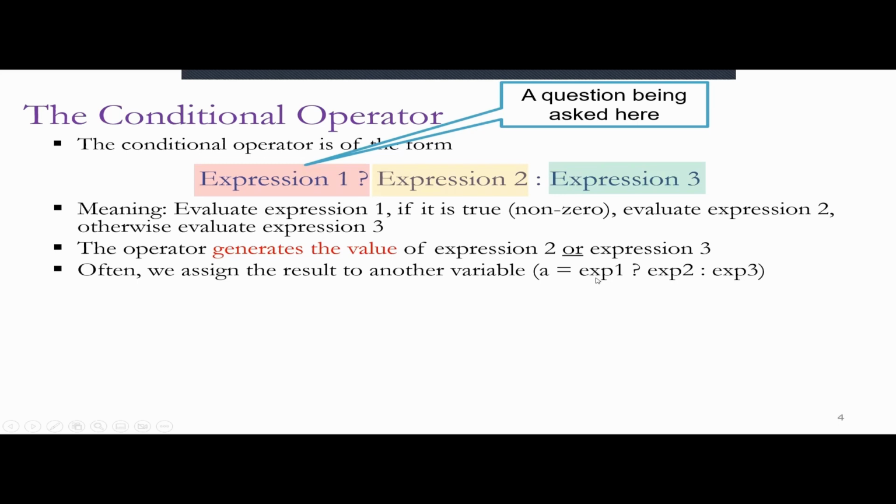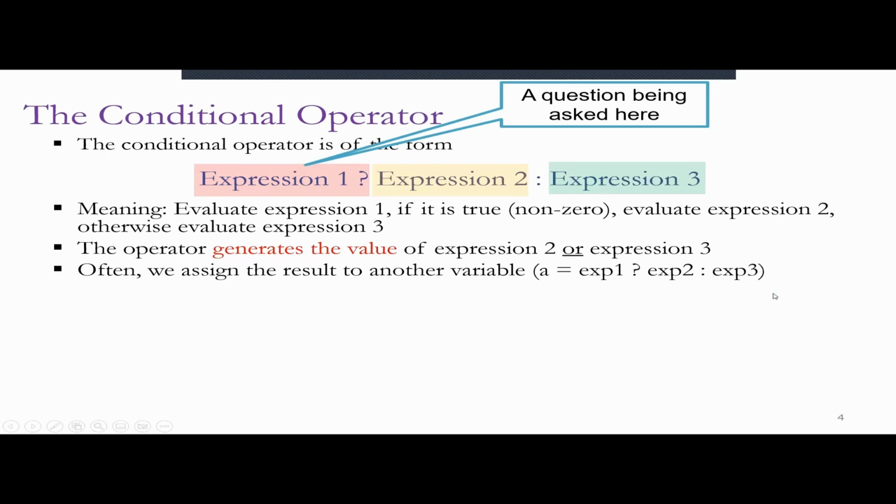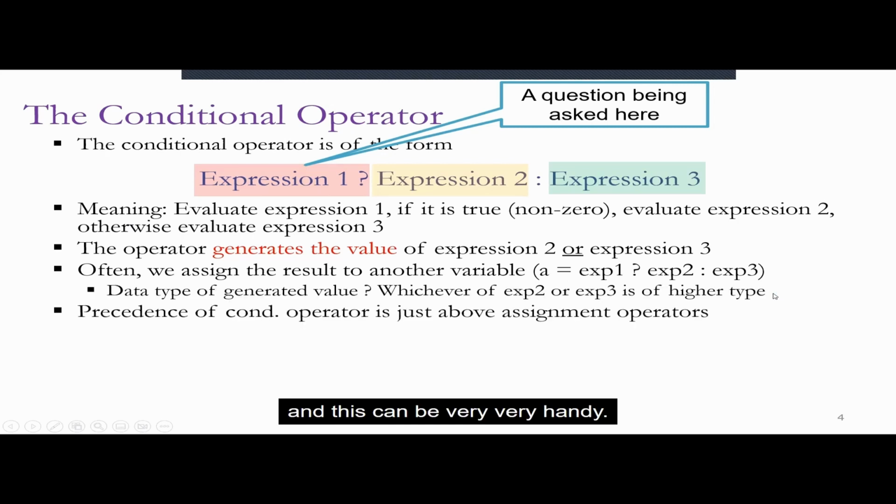So what C will do is it will first ask if expression 1 is non-zero or true, and if it is, then it will store the result of the evaluation of expression 2 in A. If it is false, if expression 1 is false, then it will store the result of expression 3 in A. And this can be very, very handy.